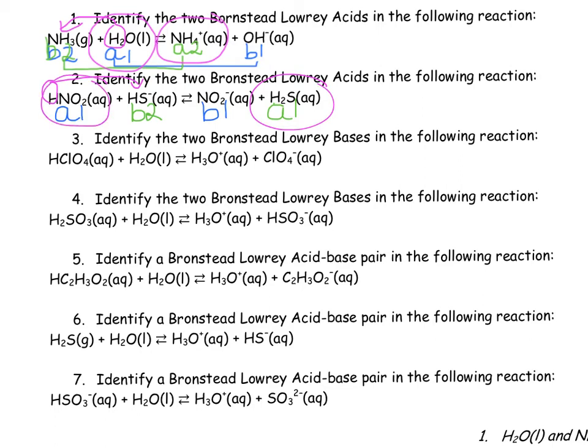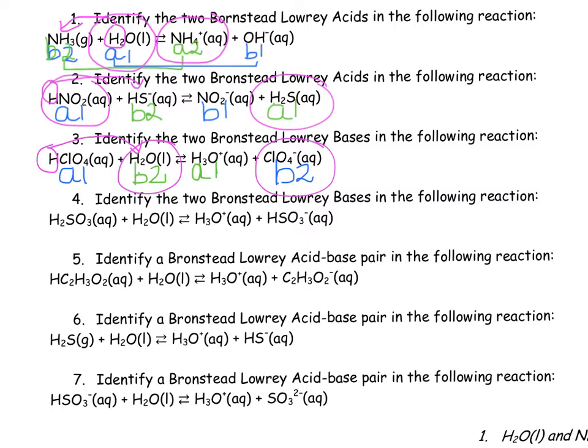Identify 2 bases in the next one. So again, I look, where have I got a proton moving? The proton moves from here to there. So I have got a proton donor. Once it's donated its proton, it becomes that base over there. You've then got a proton acceptor. Once it has accepted its proton, it becomes that acid over there. So if I'm looking for 2 bases now, I'm going to say there's one base and there's another base.